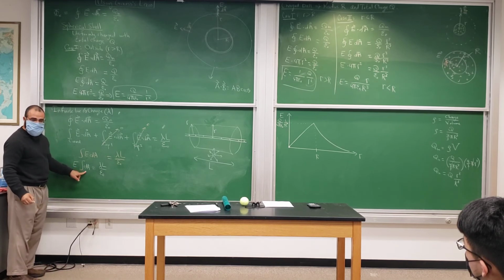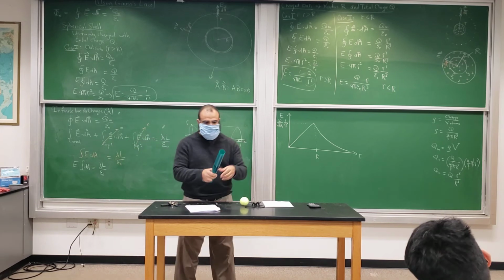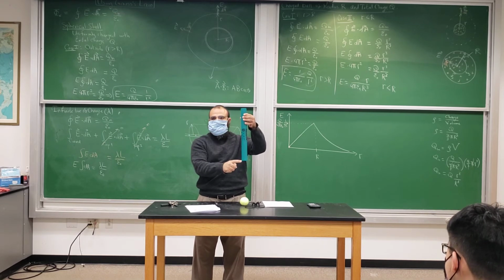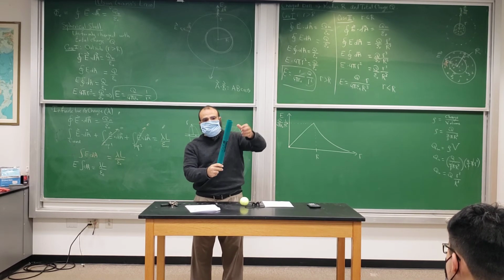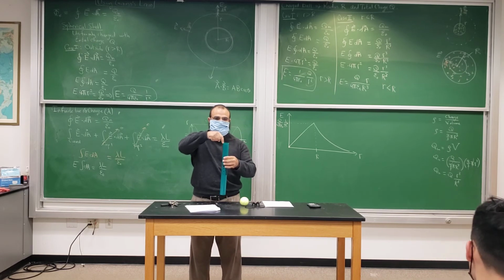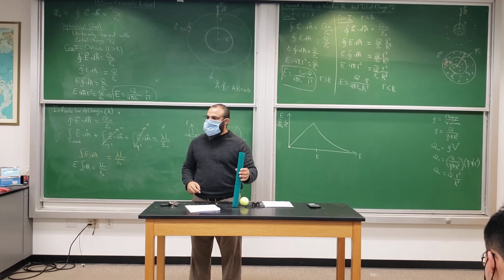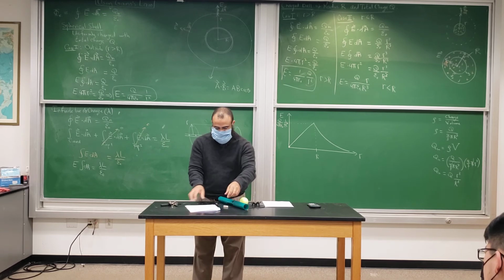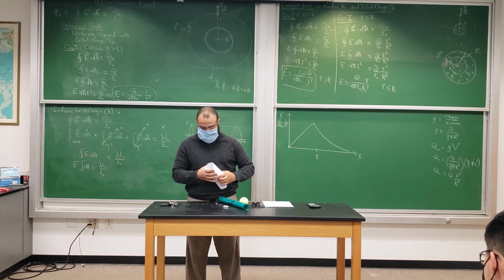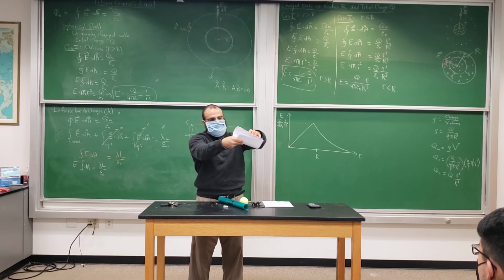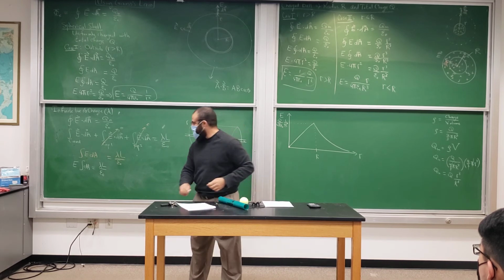And so now dA, what's dA? Well, it's the area of this curved part. What's the area of this curved part? 2 pi r times L. So 2 pi r is the circumference times L. Imagine I cut this cylinder and I open it. If I have my cylinder, this is 2 pi r, and this is L. If I open it, this is 2 pi r times L. That's the area.